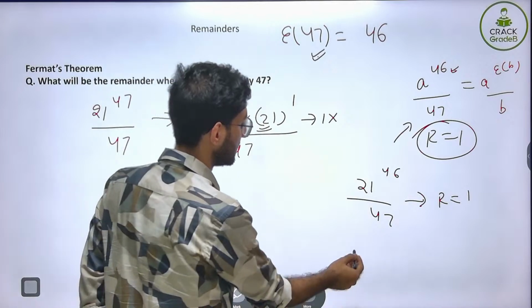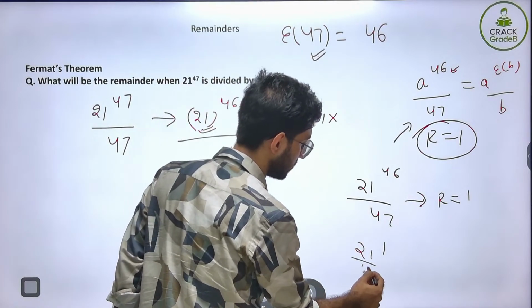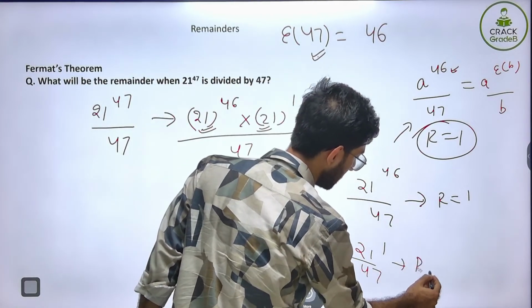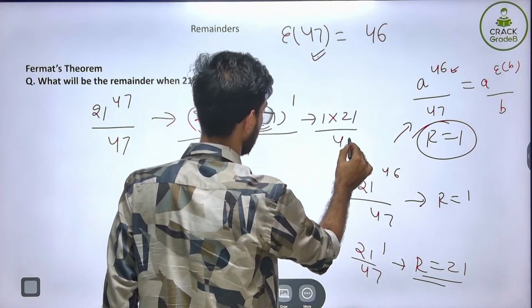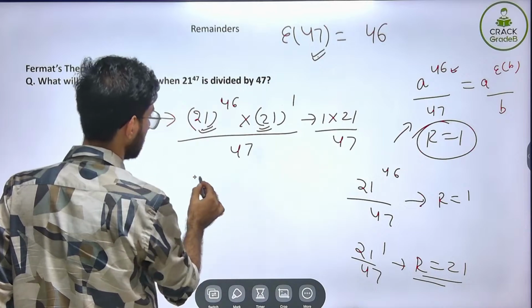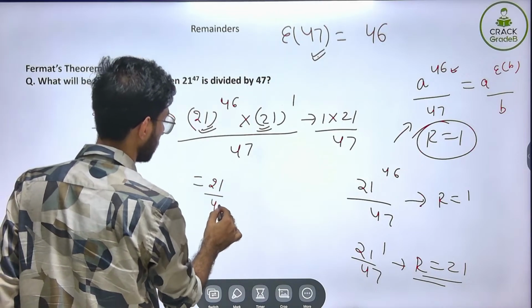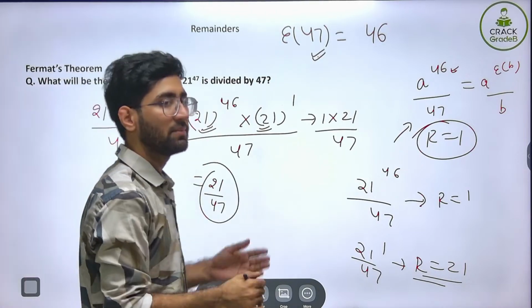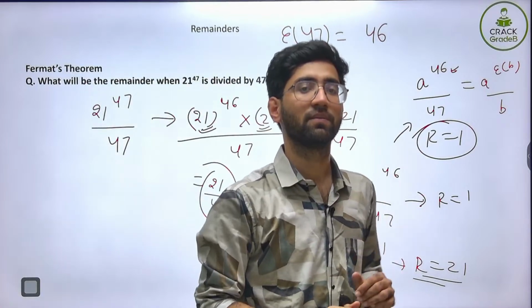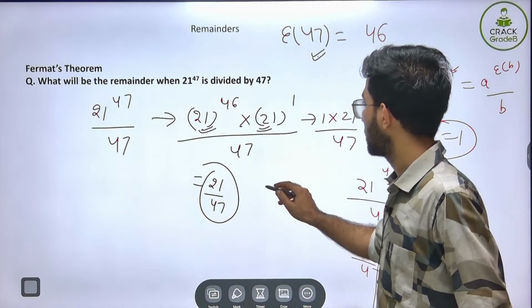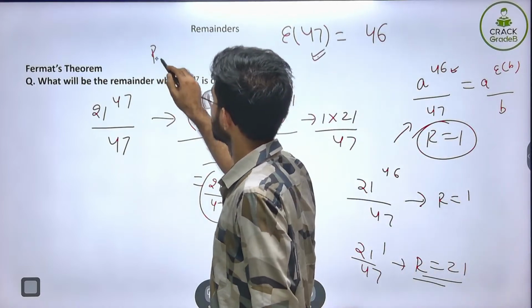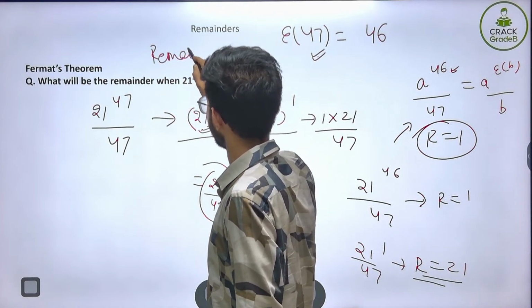Now you will divide 21 to the power 1 by 47. What will be the remainder? The remainder will be equal to 21. So 1 into 21 by 47. 1 into 21 is equal to 21 by 47. Now tell me, what will be the remainder if you divide 21 by 47? The remainder will be equal to 21. So the correct answer is 21.